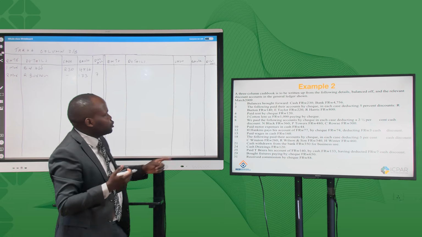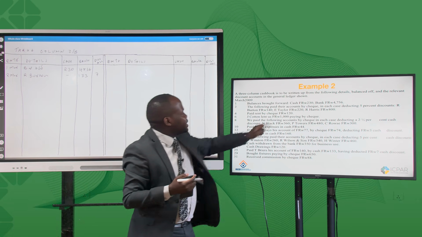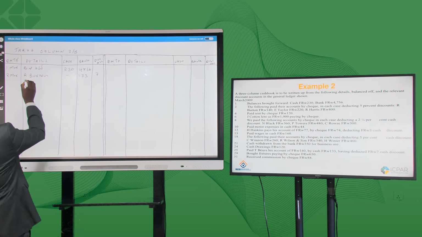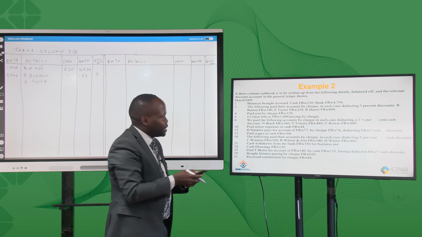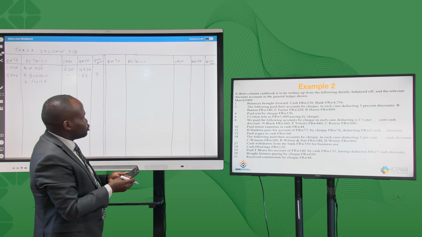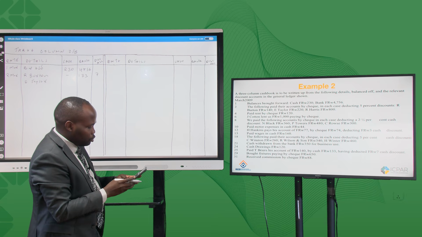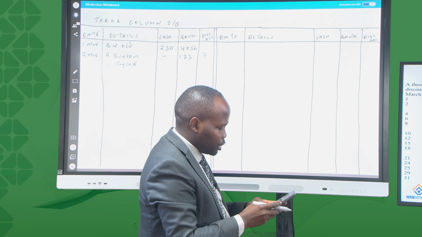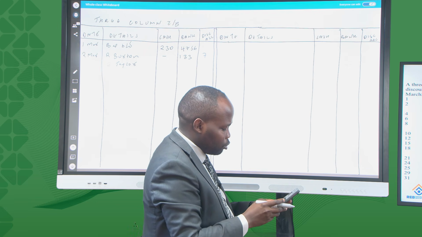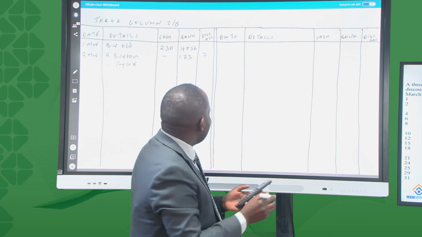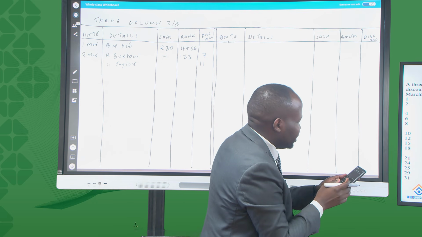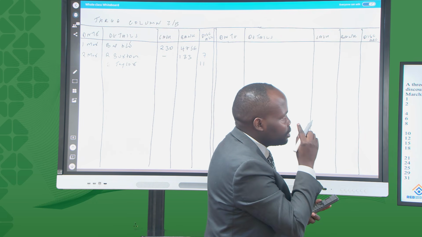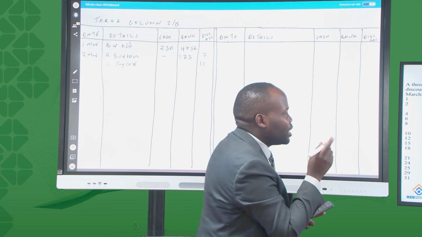The next person is E. Taylor. We will have more transactions in this. E. Taylor, it was 220. We deduct the discount: 220 times the discount of 5%. So that gives us a discount of 11. So 11 out of 220, it means we are remaining with 209.